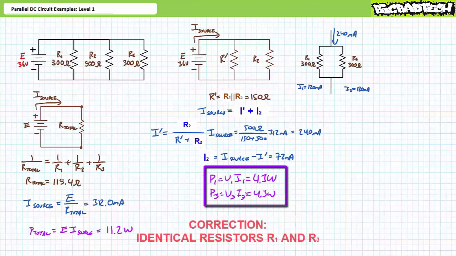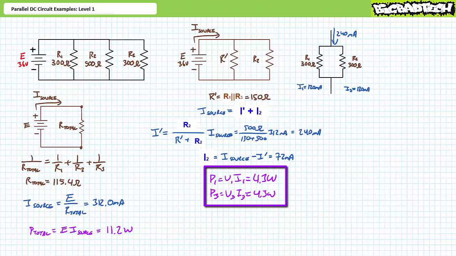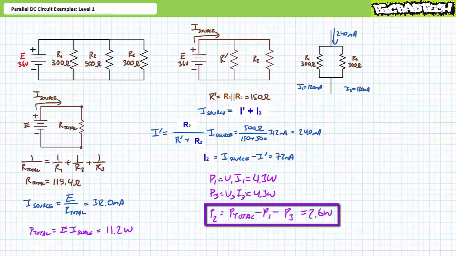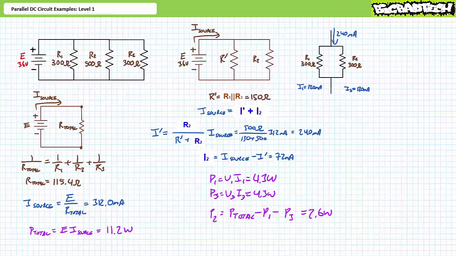The power delivered to identical resistors R1 and R3 is equal to the voltage across them times the current through them. Substituting our given values understandably demonstrates that P1 is 4.3 watts, as is P3. An algebraic manipulation of the power equation demonstrates that P2 equals P total minus P1 minus P3. Substituting our given values yields the remaining 2.6 watts. All right, let's move on to our final illustrated example.